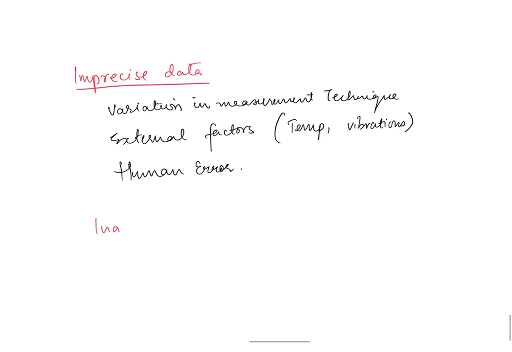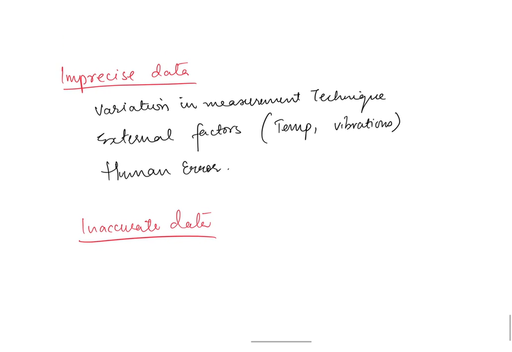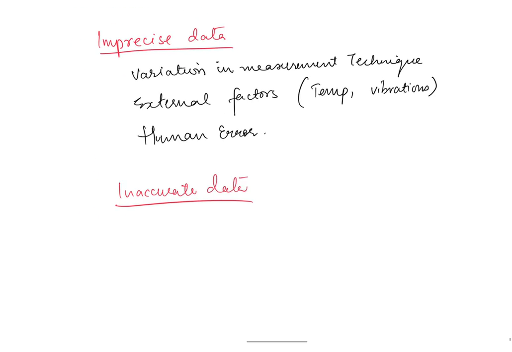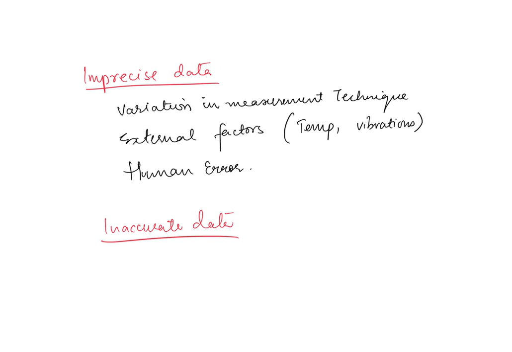Next is inaccurate data. So for these, you can have factors like systematic errors, that means there is a variability or inconsistency in the measurement, which makes it challenging to claim accuracy. So basically accuracy is the closeness to the true value, and imprecision undermines that claim. If a set of measurements is imprecise, it cannot be accurately representative of the true value.